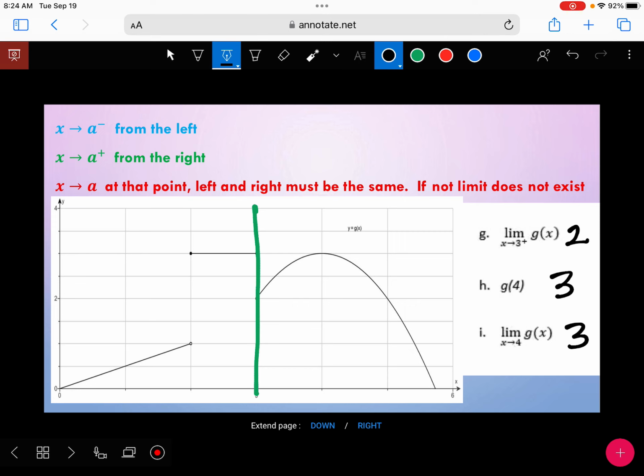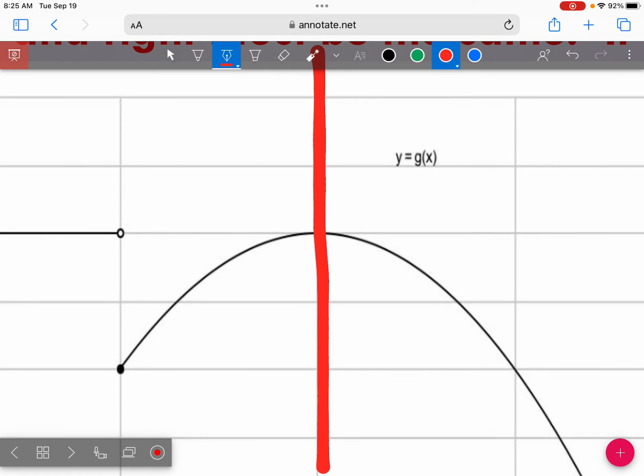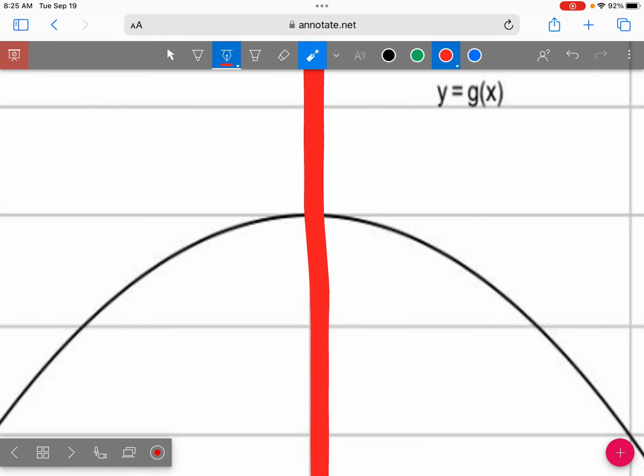And the reason why h equals 3 is, again, if I were to draw a line right here, do you agree? Let me zoom in really close. Do you agree that the graph on the left and the right, they're coming together at the same spot? So that's why we have a limit. The left side is approaching the same spot as the right side. They agree. It's an agreement. So we have a limit.